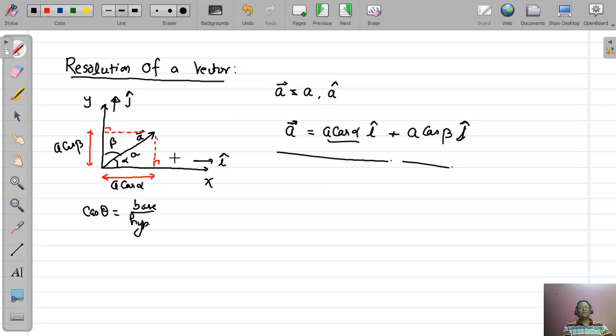If we are given the three-dimensional coordinate system, then vector A makes angle alpha with x-axis, beta with y-axis, and the third axis is z-axis, with which A makes an angle gamma. In that case, in a three-dimensional system of mutually perpendicular x, y, and z axes, we can write vector A equal to A cos alpha i plus A cos beta j plus A cos gamma k.